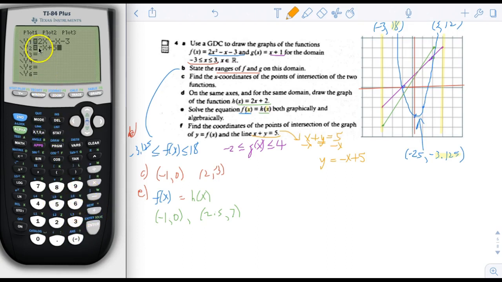And then we'll clear out this section, and then we'll put in negative x plus 5. Do you see how I put a negative sign before the x instead of the subtraction sign? If you ever have a leading minus sign, you should use the negative sign. So now we'll graph.